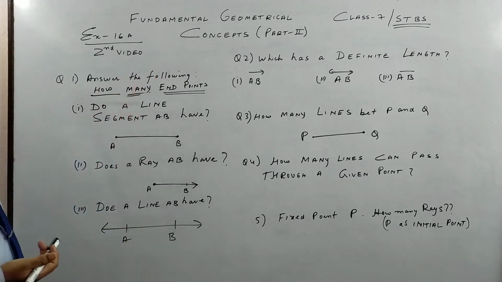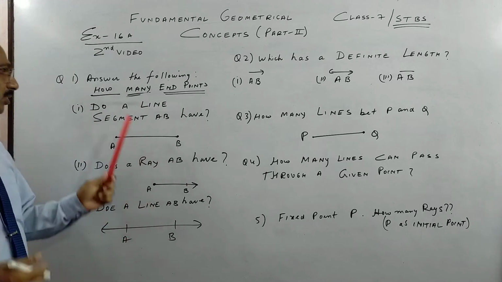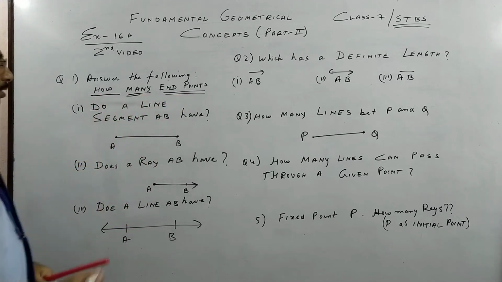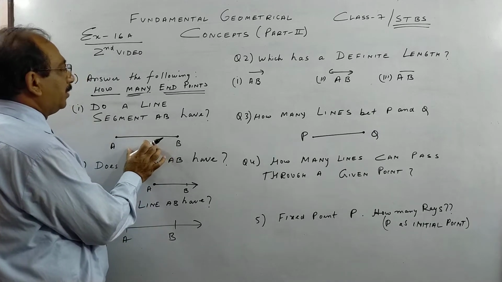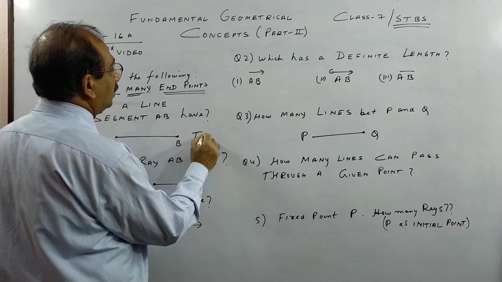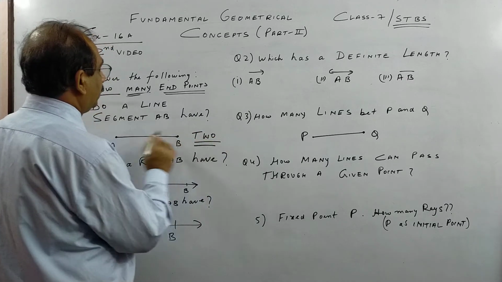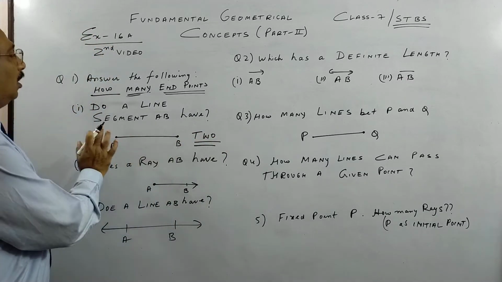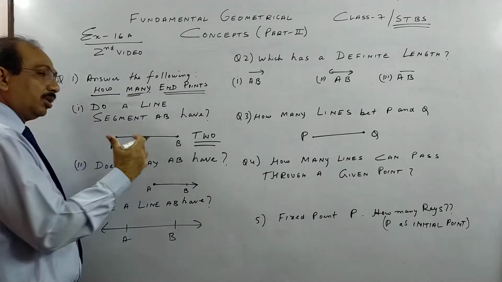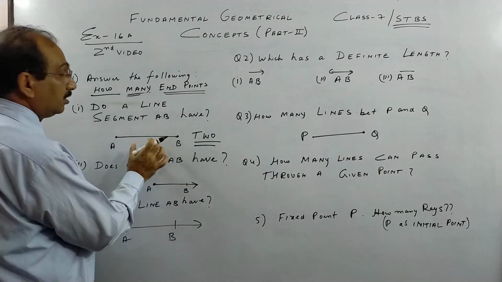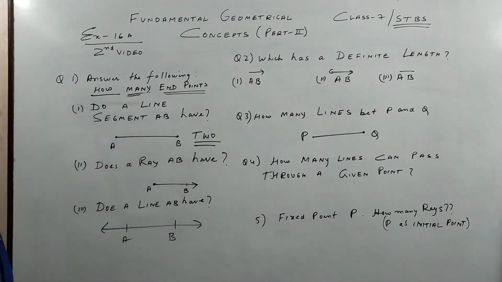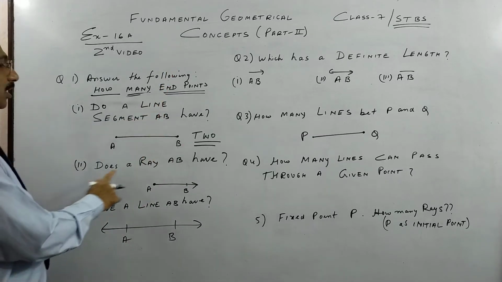Answer the following questions. How many endpoints does a line segment have? If you remember, a line segment has fixed endpoints. So if you see, it has two endpoints, A and B. What we call a line in everyday life, children, is actually a line segment because it has a fixed length. See part 1 of my video.